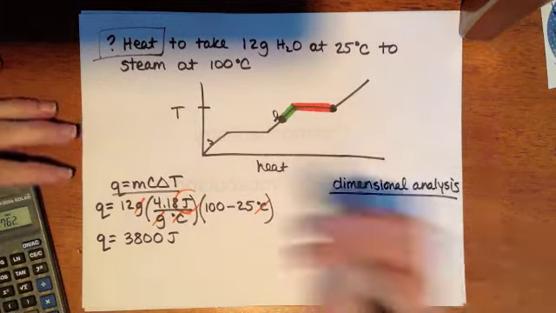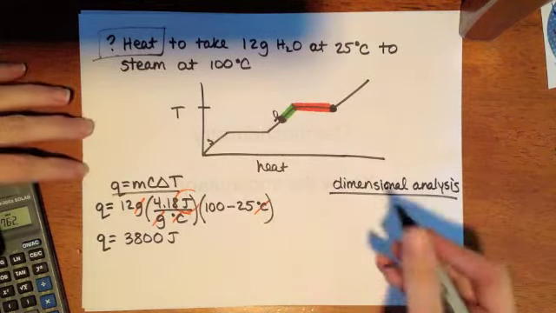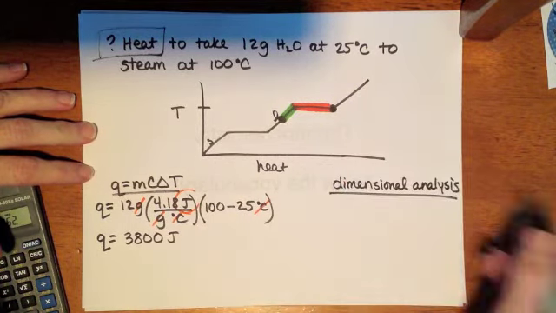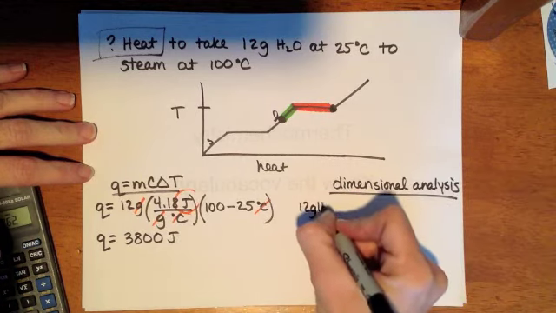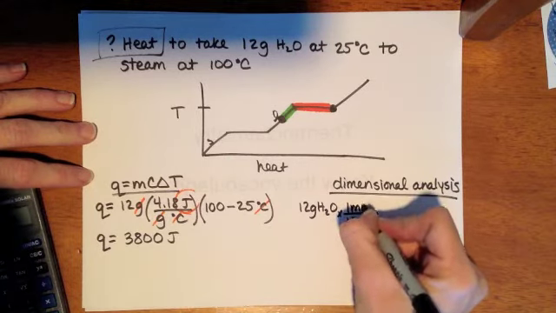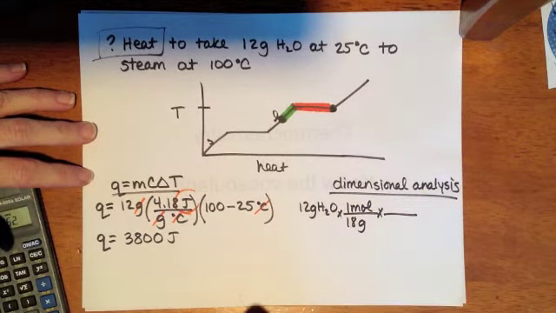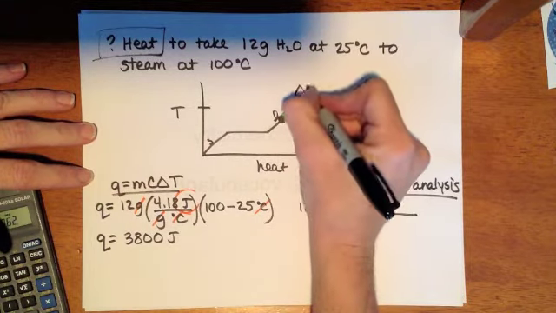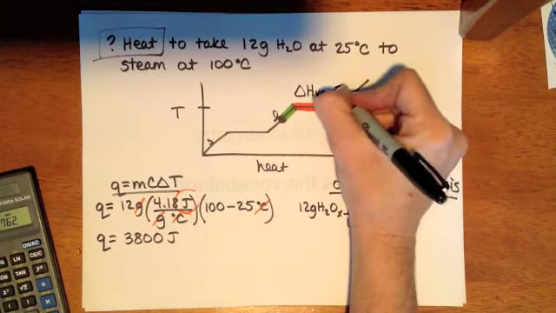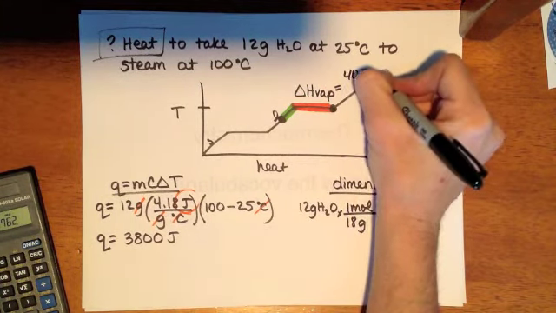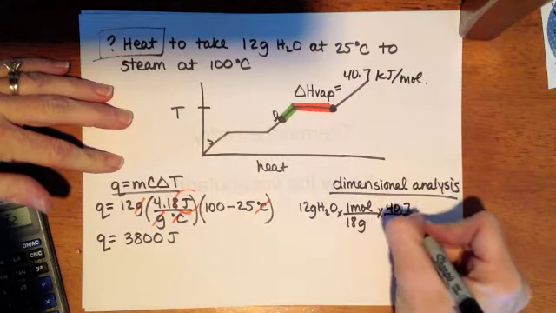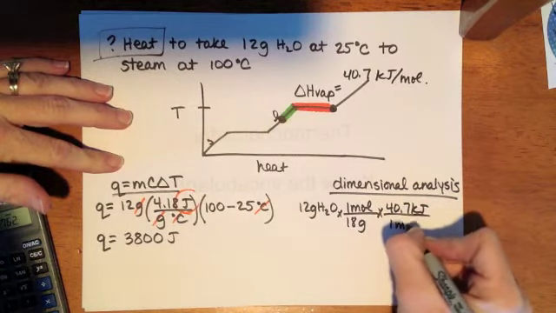Okay, now I'm not done. I got my water heated, now I want it to vaporize. This region right here, we're going to use dimensional analysis. How much heat? Well, I'm starting with 12 grams of water. And I know 18 grams of water goes to 1 mole of water. In this region, I need to look up the heat of vaporization for water. And I already looked it up before, and it was 40.7 kilojoules per mole. So we're going to do this 40.7 kilojoules in 1 mole.